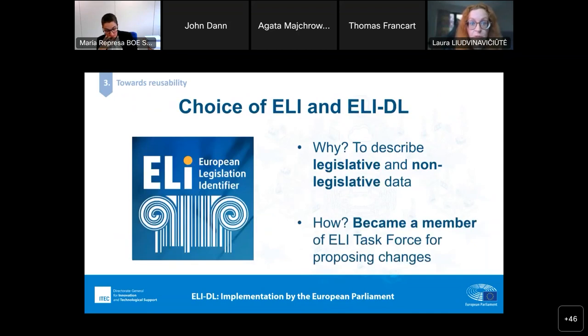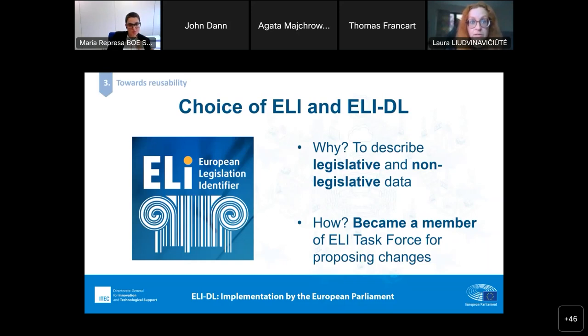While for describing our legislative and non-legislative activities and documents, which Christy will present to you in a few minutes, we decided to use the ELI and ELI-DL ontologies. Sorry, we created the ELI-EP application profile formalized with SHACL.